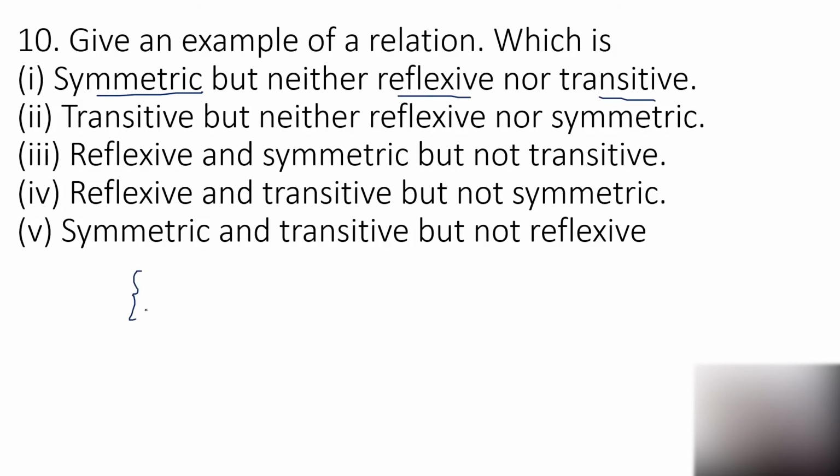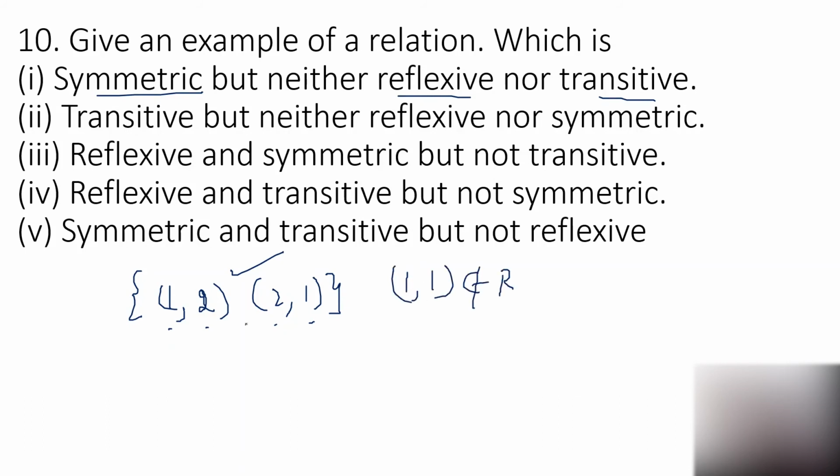Next is, give an example of a relation which is symmetric but neither reflexive nor transitive. So, very first, let us consider 1, 2 and 2, 1. So, this is the example. It is symmetric, yes, because 1, 2 is there, 2, 1 is also there, but it is not reflexive because 1, 1 is not there. And it is not transitive also, as 1, 1 does not belong to this. So this is on set A containing the elements 1 and 2 only. This is the example for the first condition.